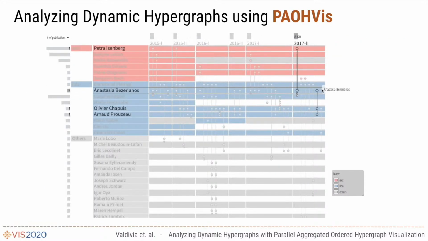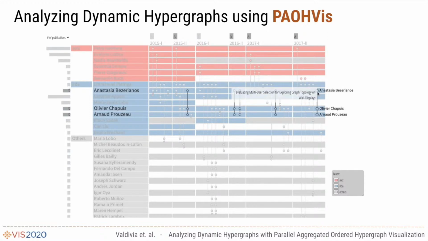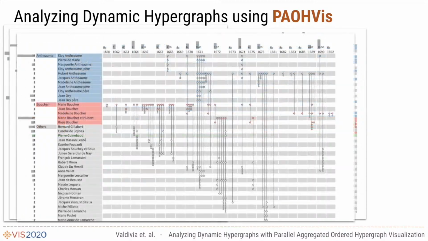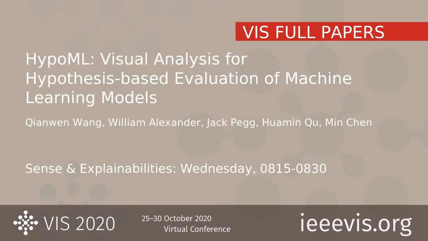VIS shines with mid-size hypergraphs and it allows detailed analysis. We tested VIS successfully using publication datasets and data from historical documents.